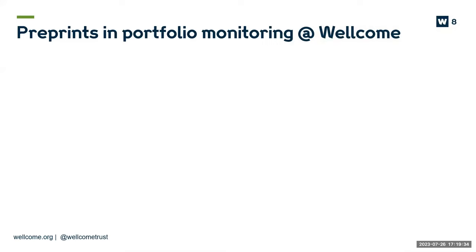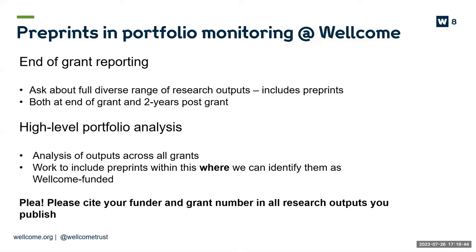So when it comes to end of grant or high level portfolio monitoring, end of grant reporting, we do ask about research outputs that came from the grant. This includes preprints. Again, we're trying to be more expansive than just journal articles. We do that at the end of grant and two years post grant. But actually most of our analysis doesn't happen on a single grant level. We're really looking across the whole portfolio of grants that we have to analyze all the outputs, publications, data sets, preprints. We're working to include preprints where we can identify them as Wellcome funded.